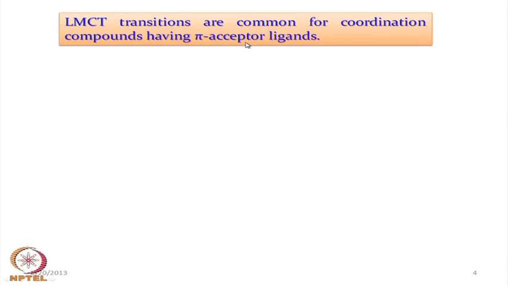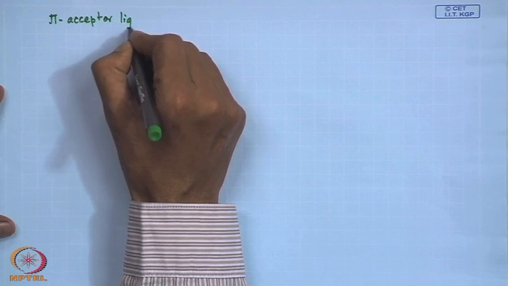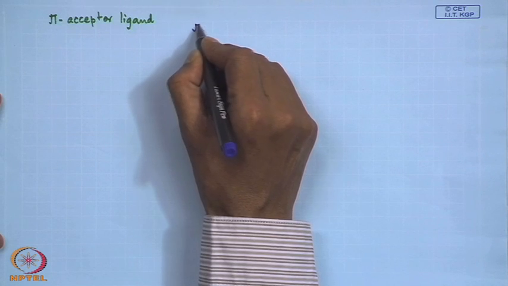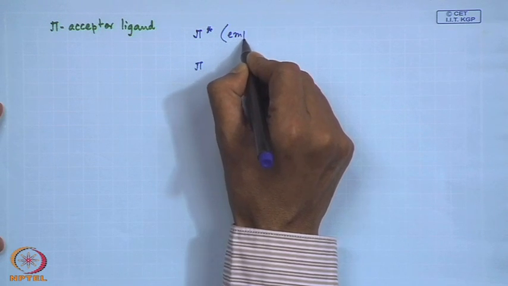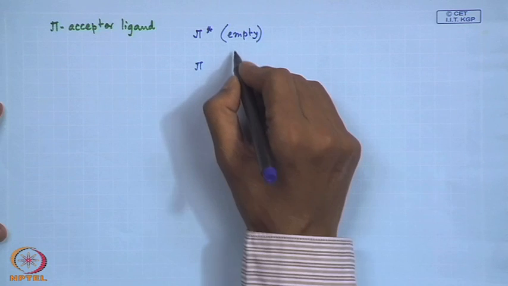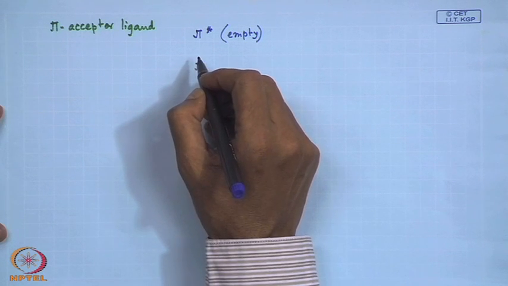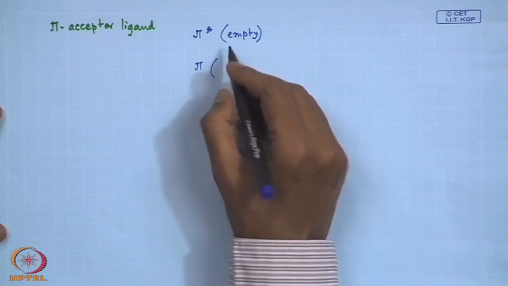pi acceptor ligands. So, one important thing we are now defining: if we have a pi acceptor ligand, that means the corresponding system will have the pi level as well as the pi star level, and if the pi star level is empty and is a vacant molecular orbital, then we can have the corresponding system where this electron density is not going from there, but this is full.